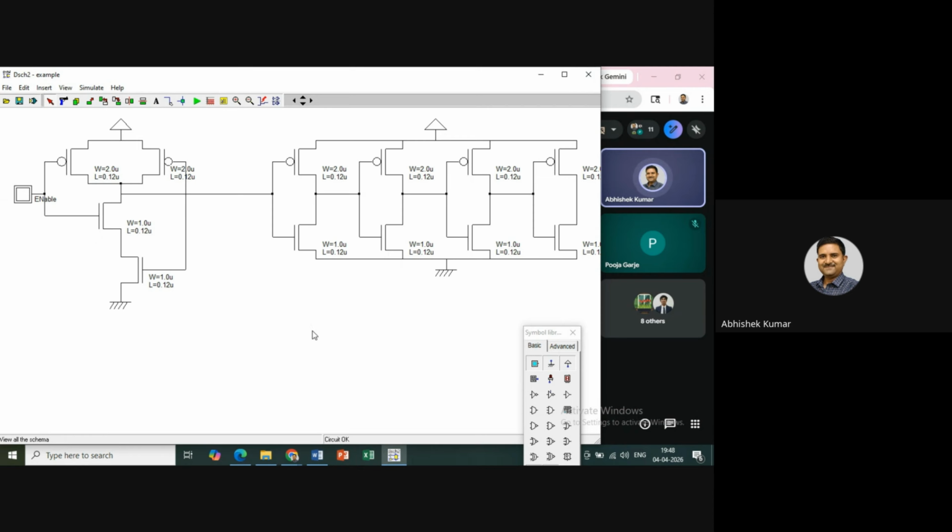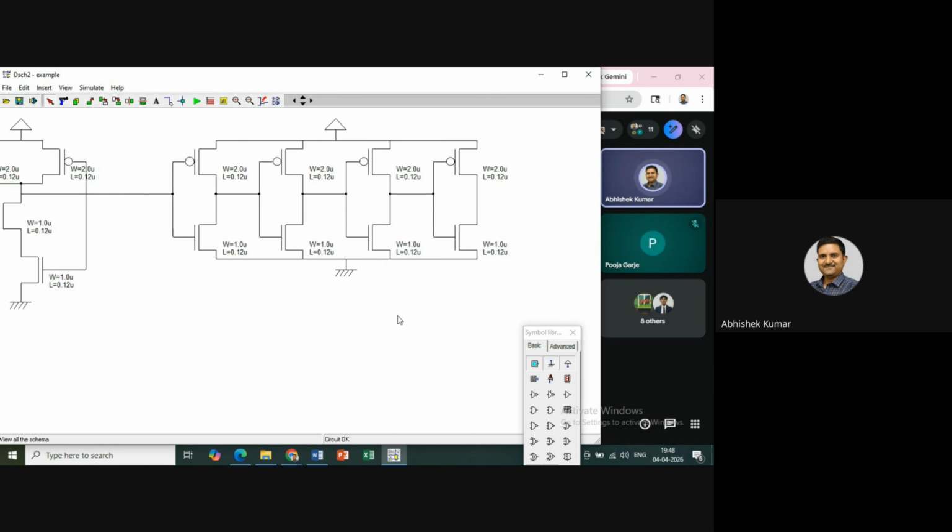So here, what is the next and last option? The last is that we have to provide a feedback path. Okay, we need to provide feedback. Feedback is we will take one output signal.